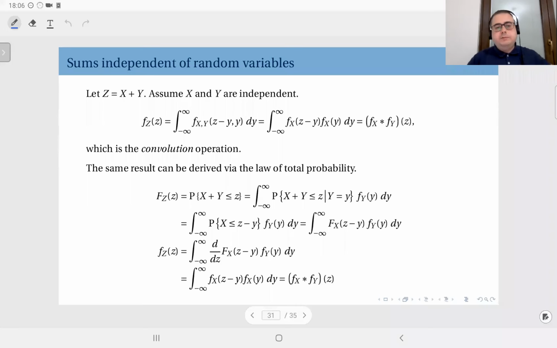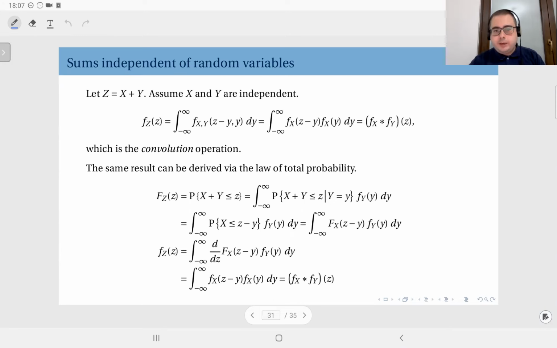Here again, we have random variables x and y, and the random variable z is defined as their sum, but we assume x and y are independent. We will look at how to derive the distribution of z in this special case, because this is a very frequently encountered case.